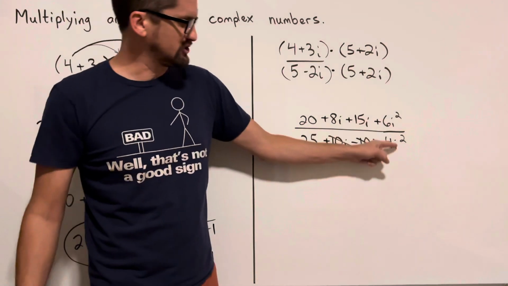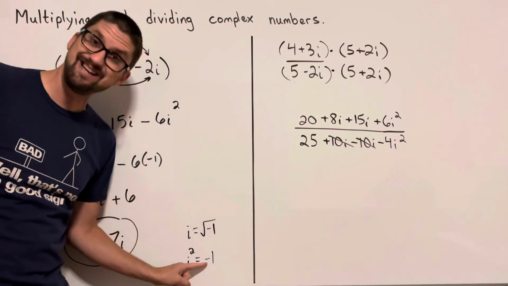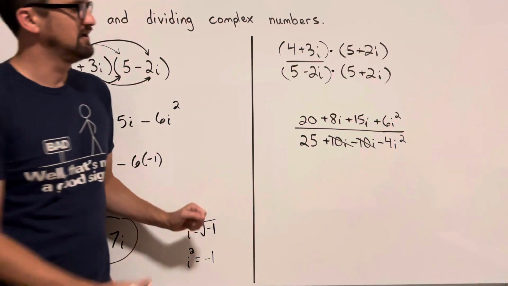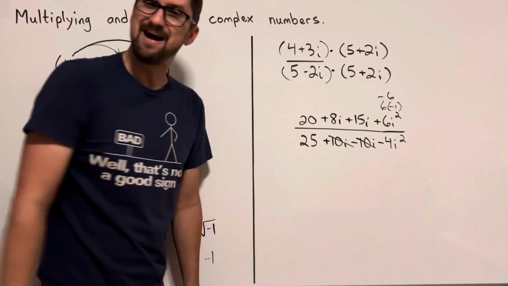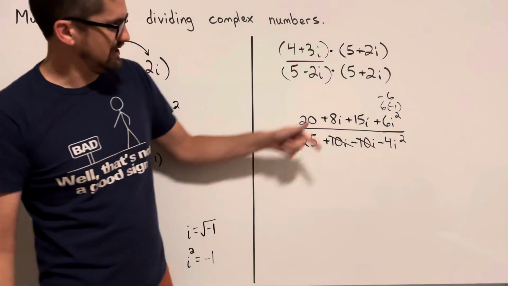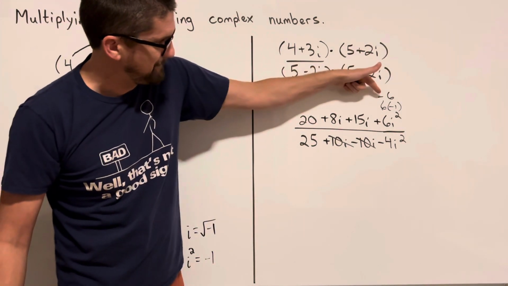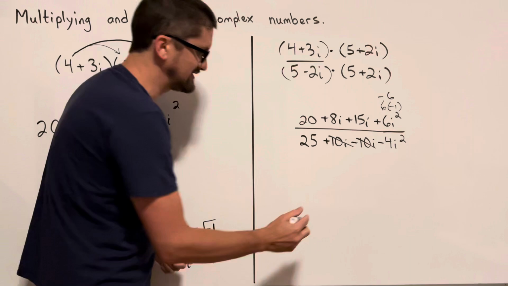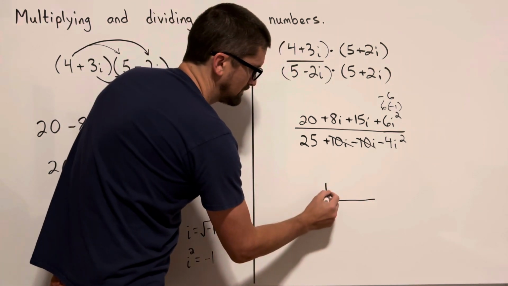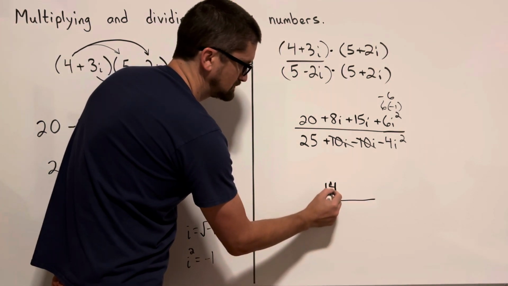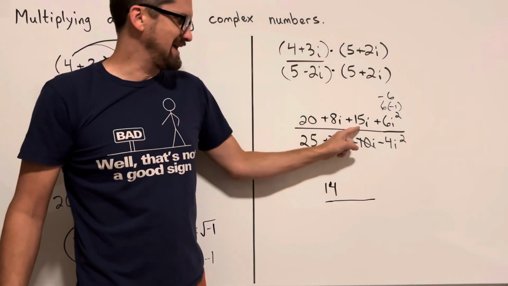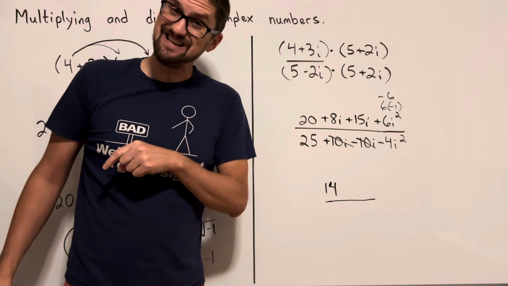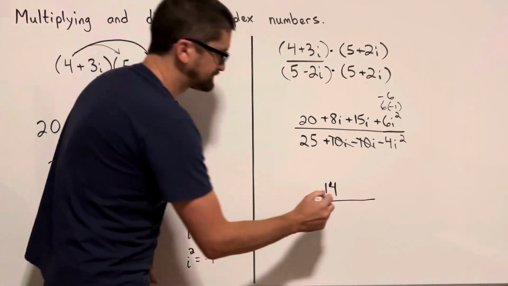Now remember, i squared, we're going to replace that with negative 1. So this is really 6 times negative 1, which is going to end up being a minus 6. So up top, we have 20 minus 6, which gives you 14 for the real part. And then 8i plus 15i gives you 23i.